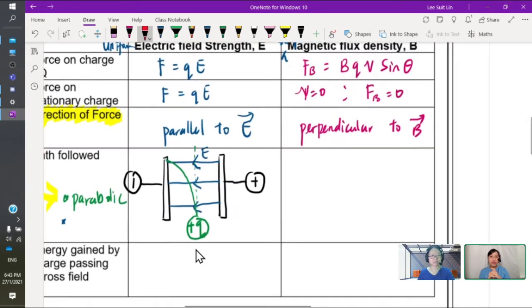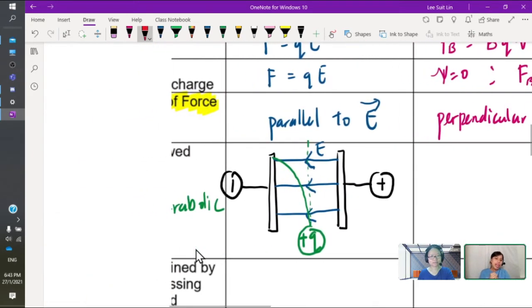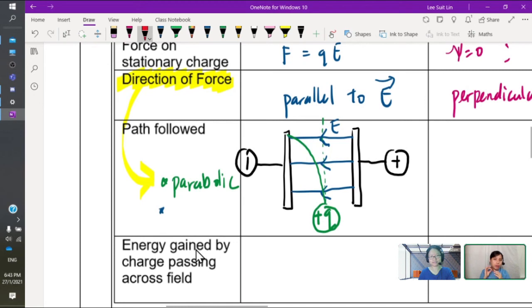Maybe we zoom in. I can draw a bit. Yes, we zoom in. So at every point inside the field, there will be this electric force pointing parallel to E, since it's a positive charge. So everywhere you are, it's just F, all pointing to the left. Interesting. So because of that, you have this parabolic shape.